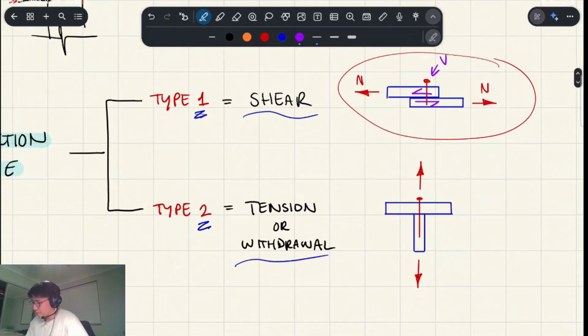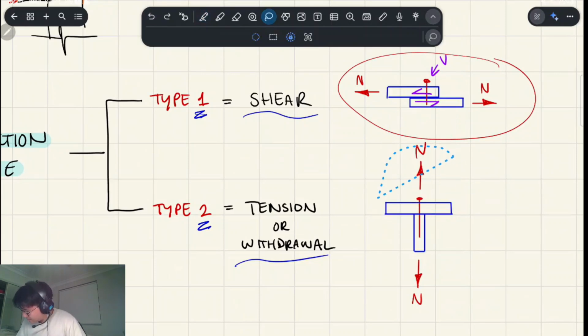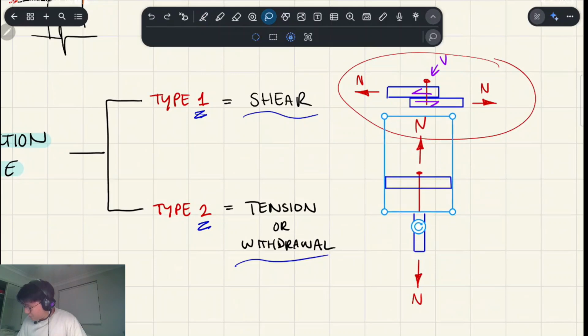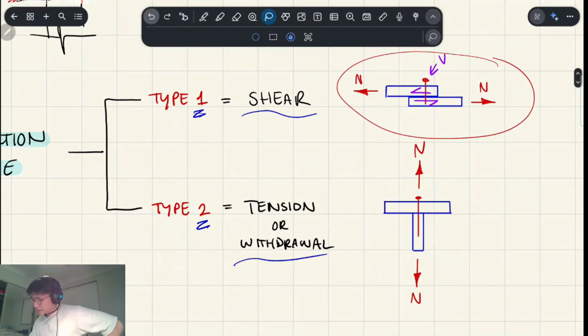Here we have tension, or withdrawal. Here's where you have the pulling force happening, and essentially it wants to do this. Your bit of wood wants to come out like that, and pull the nail, in this case, out with it. So that's tension or withdrawal.